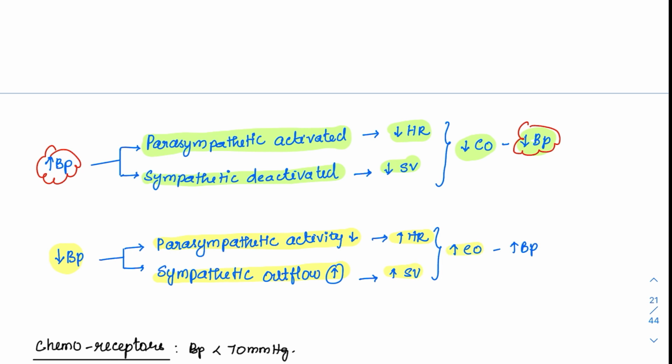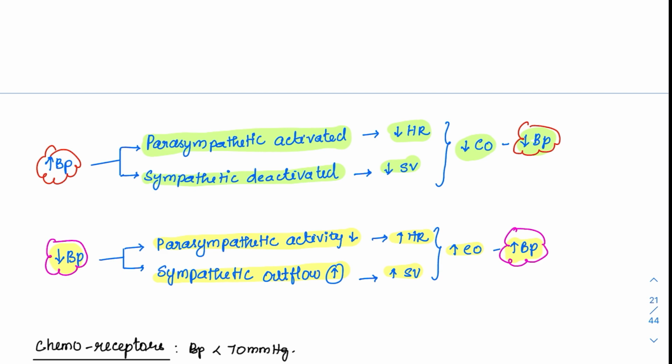So cardiac output will be increased and BP will be increased. So the reverse happens. Whenever there is a decrease in BP, the baroreceptors, by not stretching, will do the reverse action and help to increase the BP and restore blood flow. So this is all about the baroreceptors.